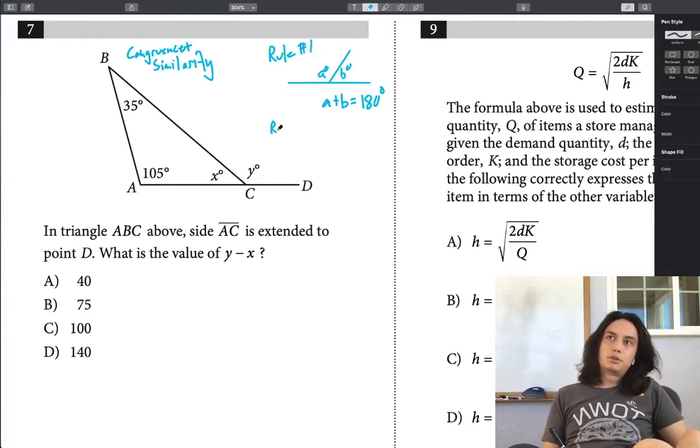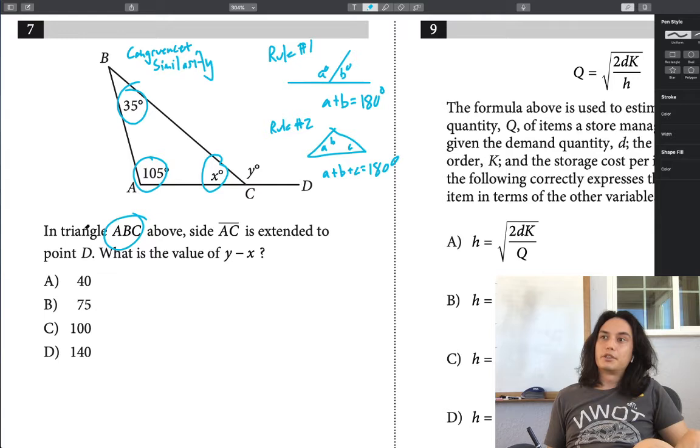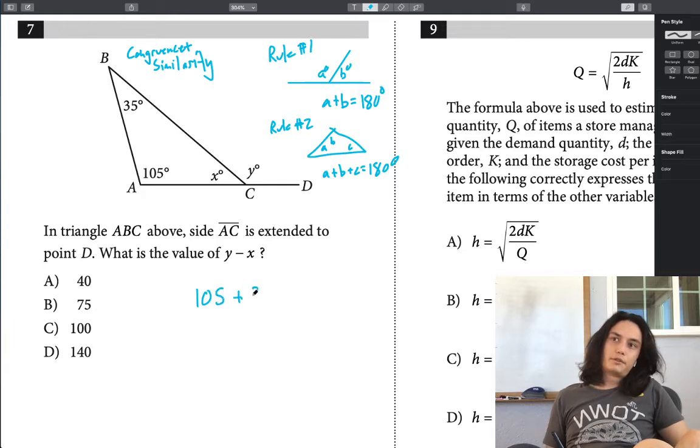Anyway, here's another rule. Here's rule number 1. That's this one. Rule number 2 is that if you have any triangle, I don't care what it looks like, any triangle, the angles inside the triangle are also 180. That's just another fact. So this plus this plus this, that's 180. Because remember, they're in triangle ABC. So 105 degrees plus 35 degrees plus x, that's 180 degrees.